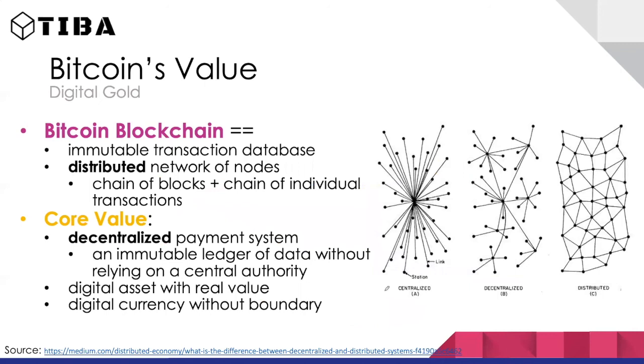And then the value of Bitcoin. So basically, the way I see it is that you can summarize the Bitcoin blockchain as an immutable transaction database. So once the transaction is recorded, nobody can change it. And then it's a distributed network of nodes like this that communicate with each other. And then the value of Bitcoin is essentially a decentralized payment system. Again, it's because it's immutable, and it's a digital asset with real value, and a digital currency without boundaries. So people everywhere can still use Bitcoin.